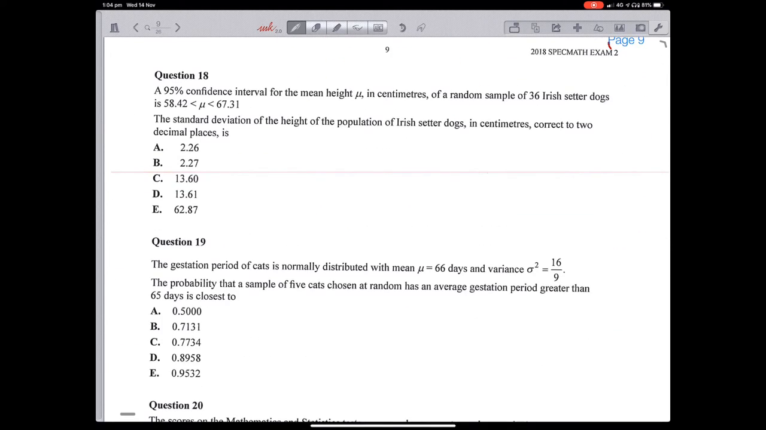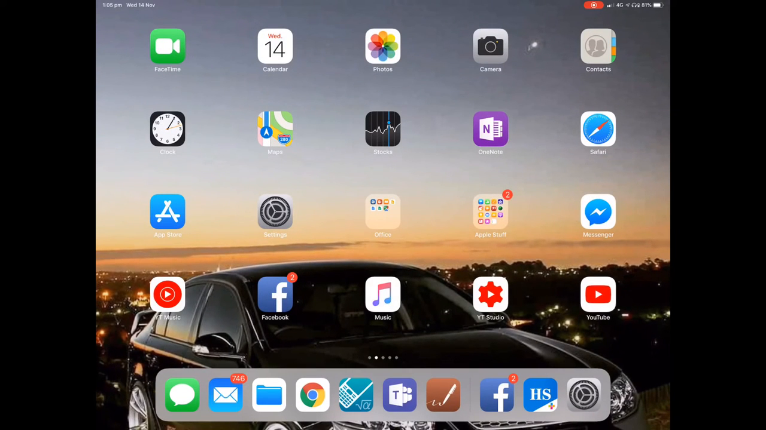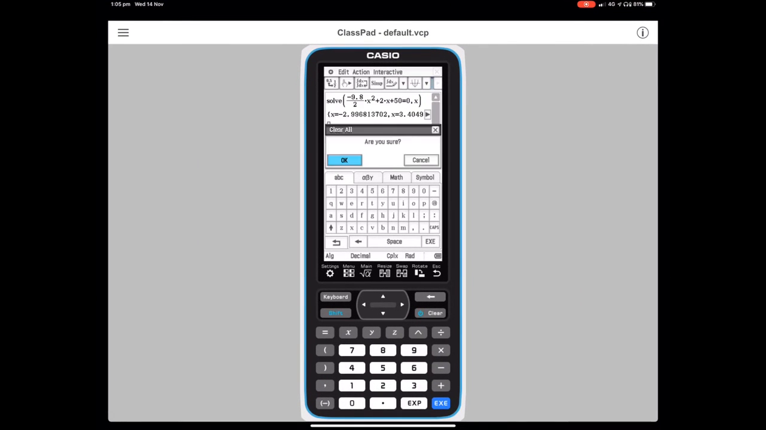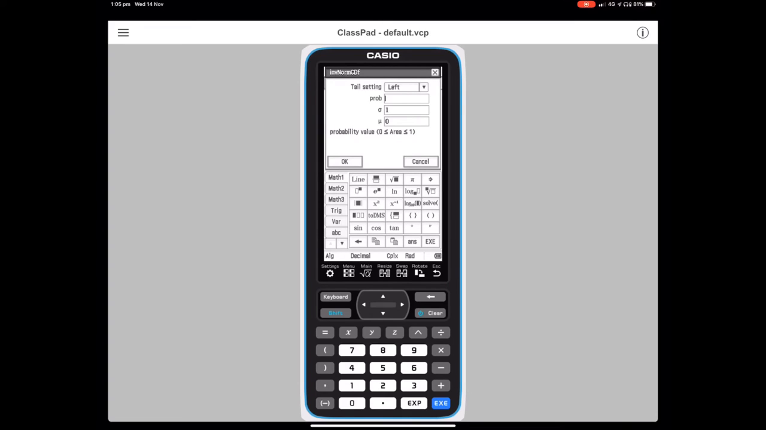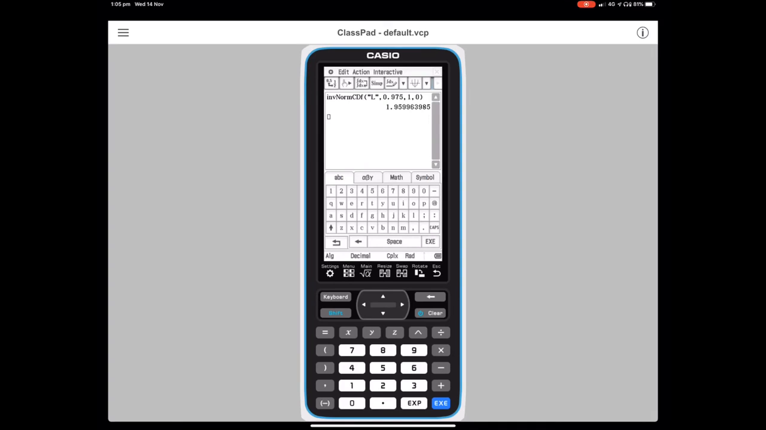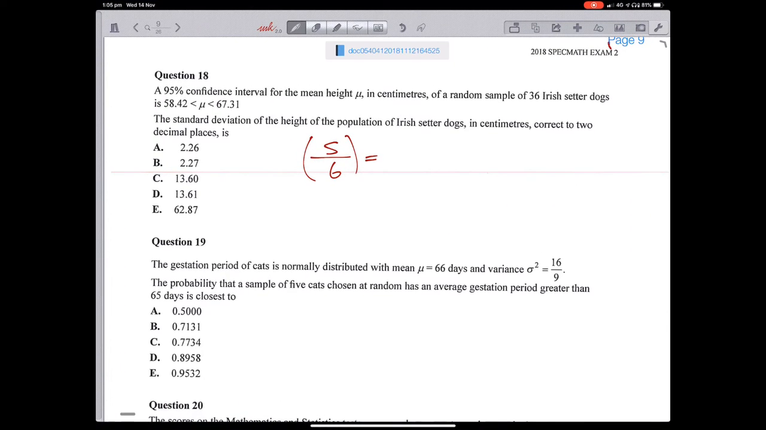Okay, 99% confidence interval for the mean height in terms of a random sample of 36. The standard deviation of the height is. Okay, so we know our standard deviation on root 36, so on 6. Because it's a confidence interval, we're going to get the 95% confidence interval. So distribution, continuous, inverse norm CDF. I'm going to go to the left, say 0.975. So that's our value. So that times our standard deviation on 6 has to equal how far we are. So that minus that, you need to find out the margin of error.